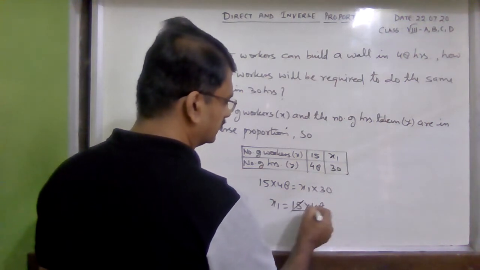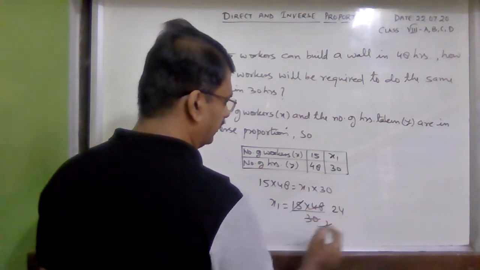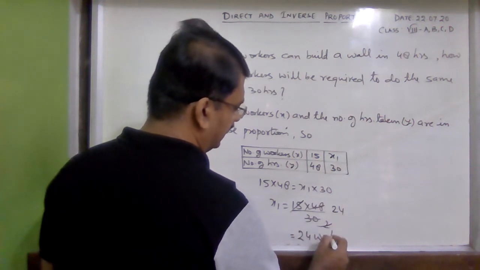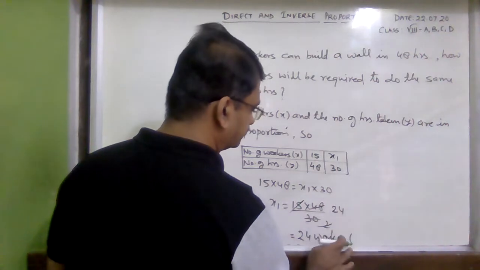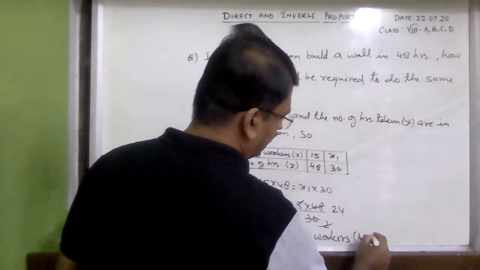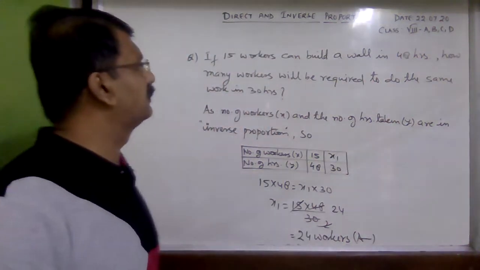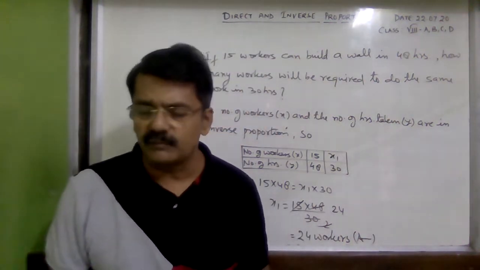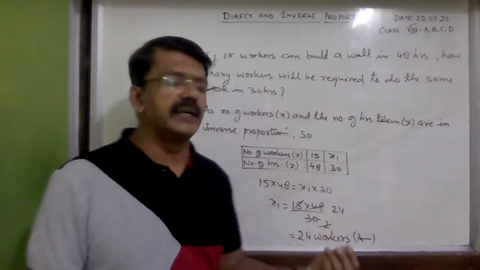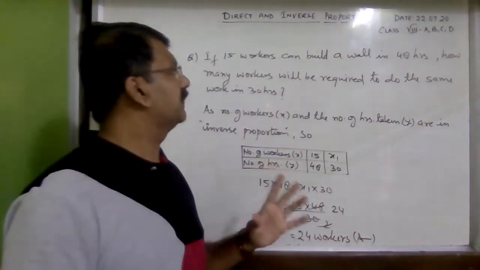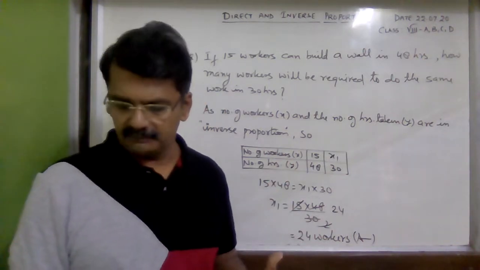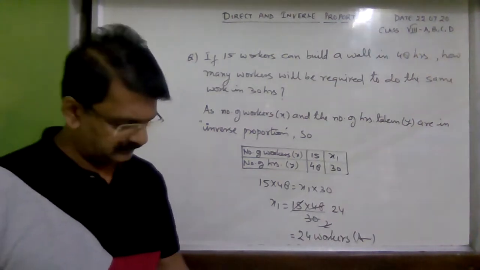15 to the 30, 24. So 24 workers is your answer. Okay. Using 15 workers, the work is completed in 48 hours. If you want to complete the work in 30 hours, you need 24 workers. There should be 24 workers in all. Clear? Next question.